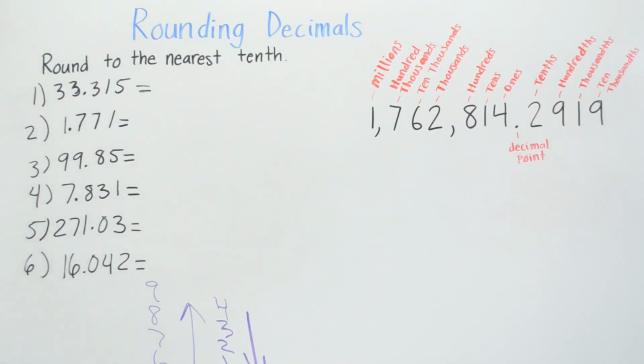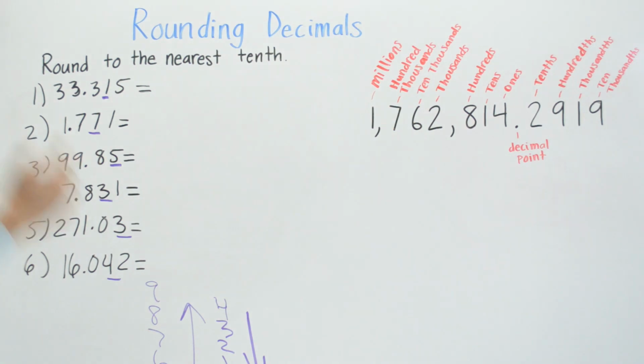On this problem, we're going to round to the nearest tenth. So we're going to go on each problem and look for the tenths place. We're going to underline the digit in the tenths place, and then we go to the hundredths. That's the number we're going to use when it comes to rounding.